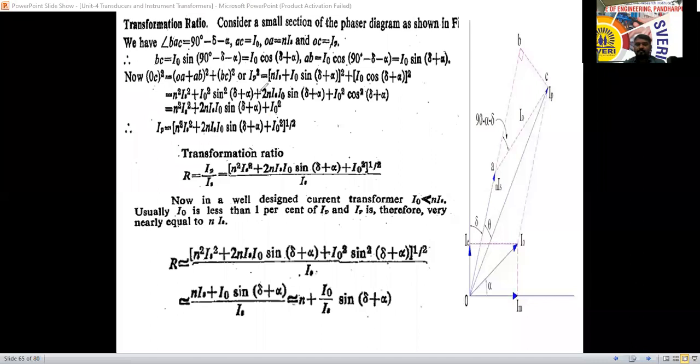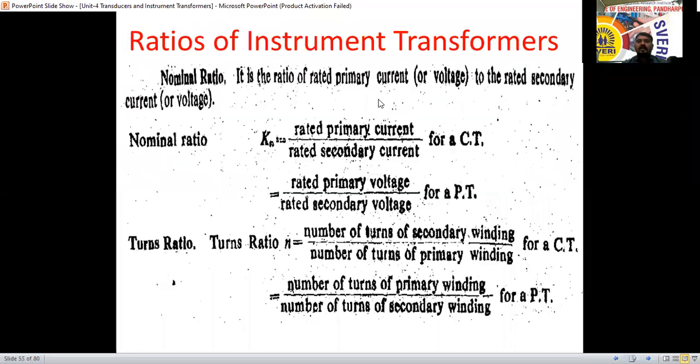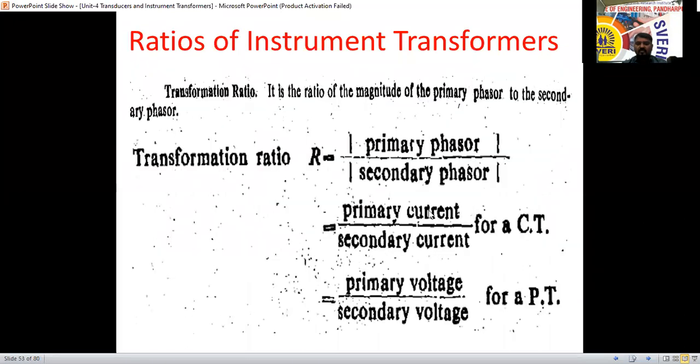Next, what is the CT transformation ratio equation? Transformation ratio: the primary current to the secondary current, the magnitude of the primary current to the secondary current, is the transformation ratio. The equation for the transformation ratio for the current transformer: primary current to the secondary current. I will show it once again for confirmation. Primary current to the secondary current for the CT.